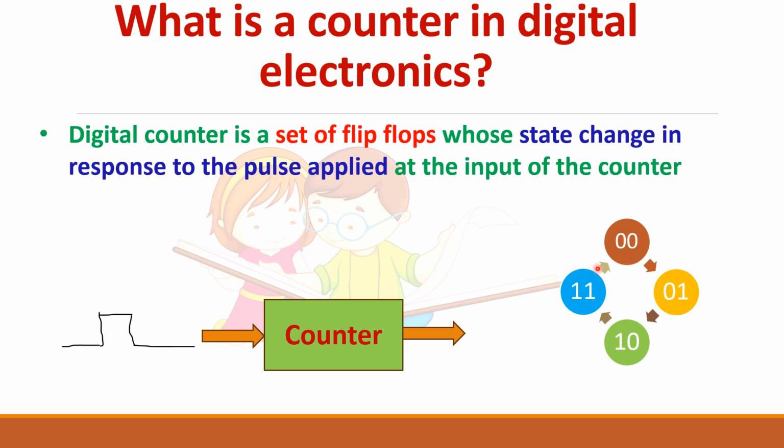So if one event has occurred, the counter will be in 00. When the next event occurs, or when the next car enters, the counter will increase to 01. When the third car comes, it will move to 10. Again, when the fourth car comes, it will go to 11. So like this, whenever an event occurs, this counter will change its state from 00 to 01, or it will go to the next state.